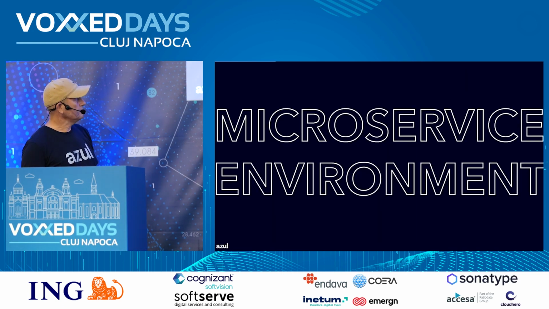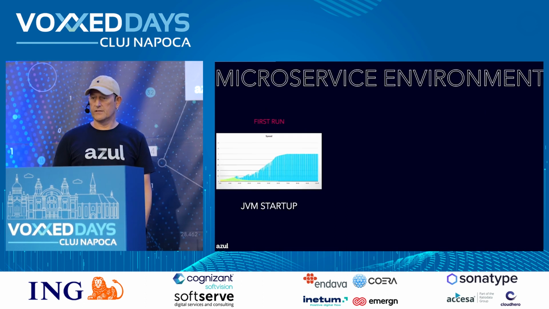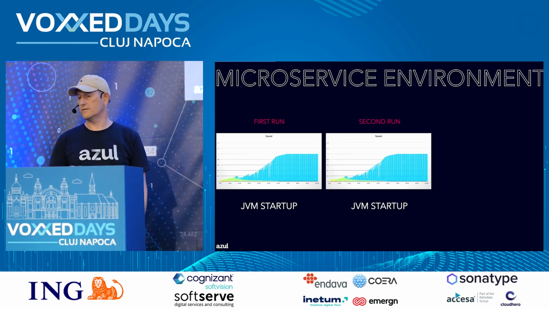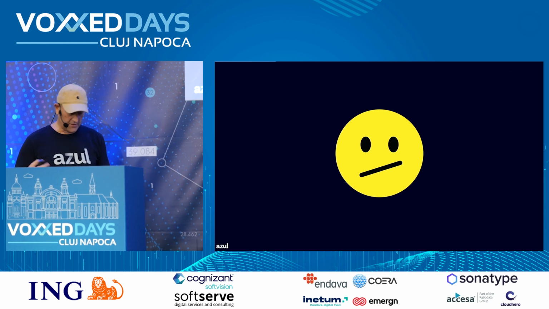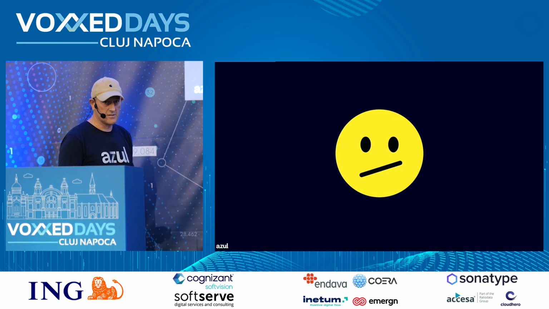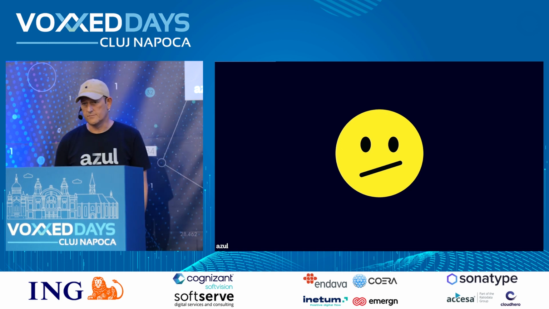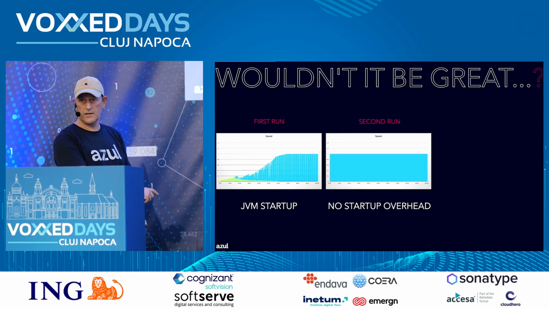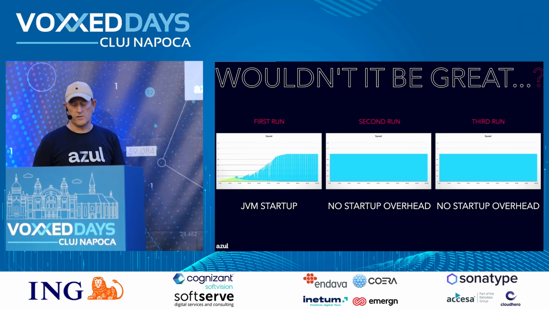So that's all cool. If we take that to a microservice environment, then it means the first time we run the stuff, we have JVM startup time, right? Second time, again. Third time, again. That sucks, because it really takes time. Whenever we start up a service, we have to wait until it's really at a high performance level, right? Wouldn't it be great if we could do something like this? We start it up once, and then the next time we start it, it's directly fast, and so on. That would be the ideal world.